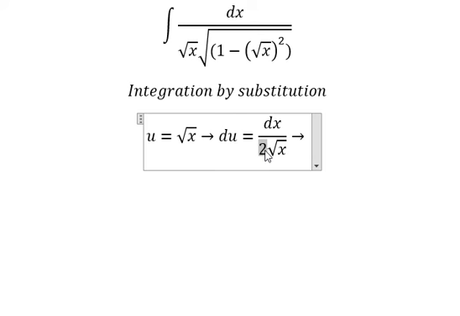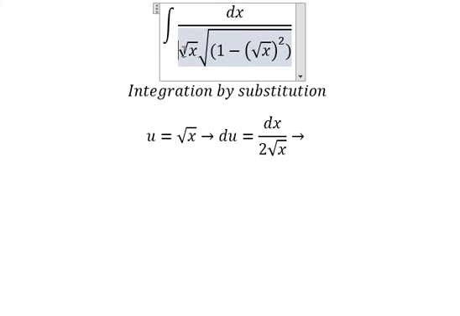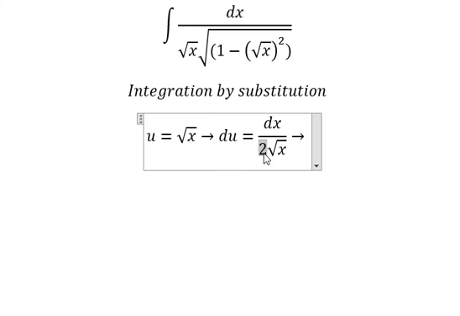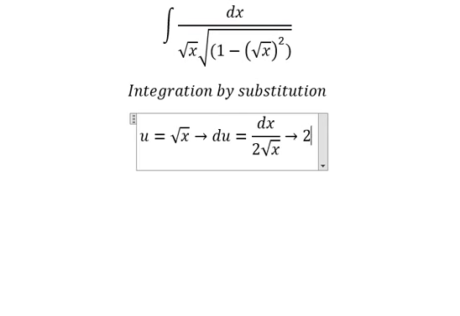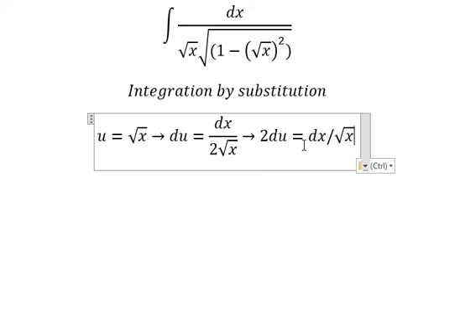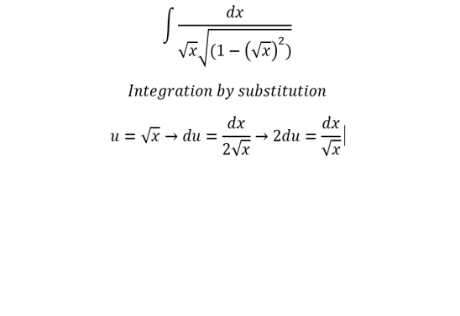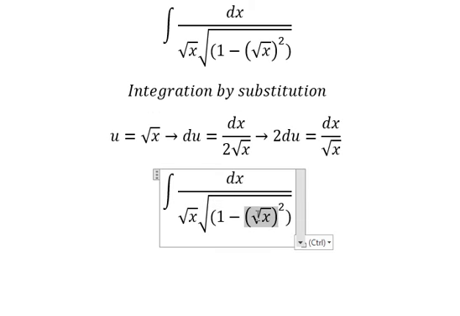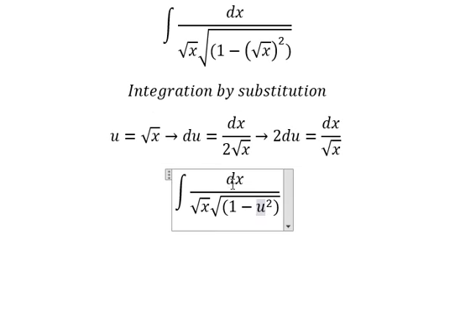Because we don't have number 2 next to here, I will put number 2 to the left. So this one we change by u. ds over the square root of s we change by this one.